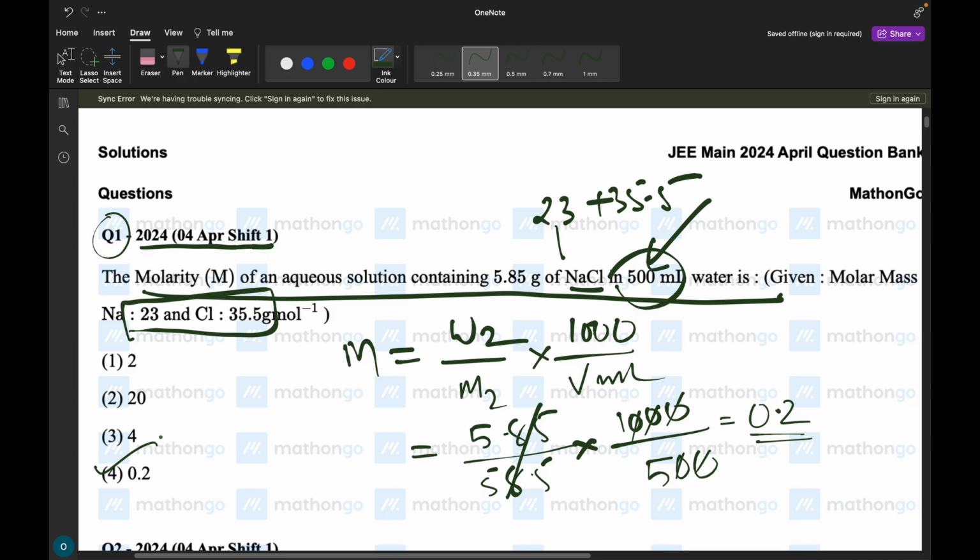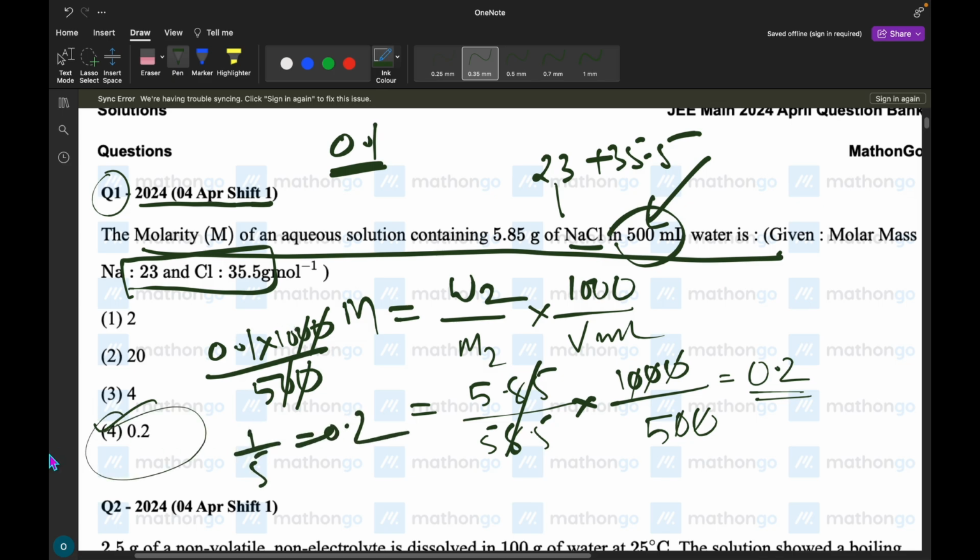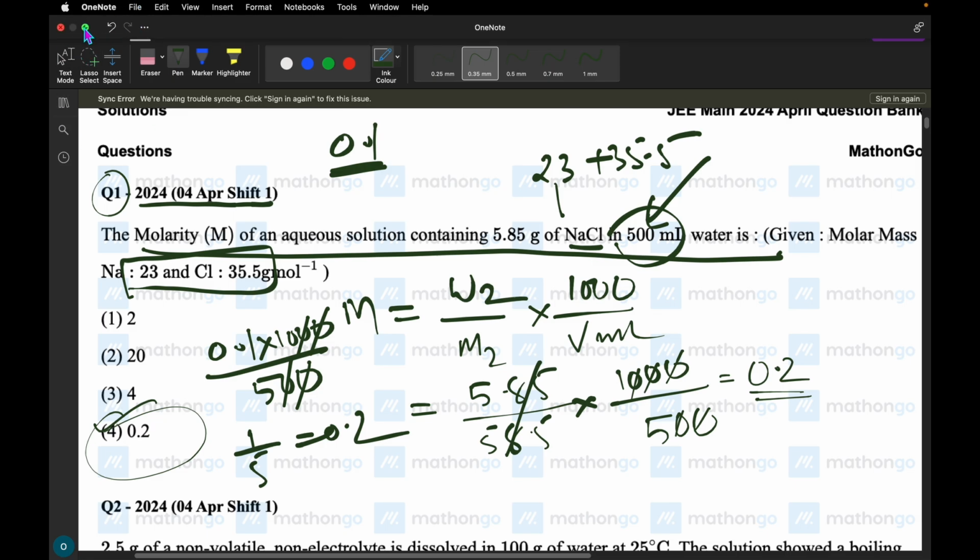Direct formula-based question, nothing else here. Even if you calculate moles, the moles come to 0.1. So 0.1 into 1000 by 500. So 0, 0, 0 cancel. This is 1 by 5. 1 by 5 is 0.2. Direct question. You can see the level of MCQ questions asked in the mains.